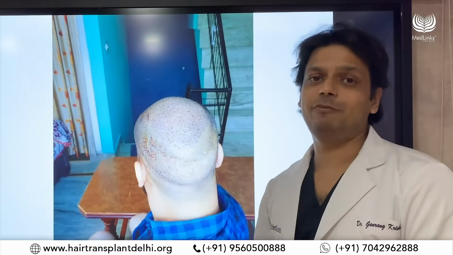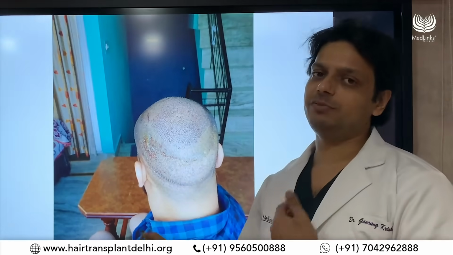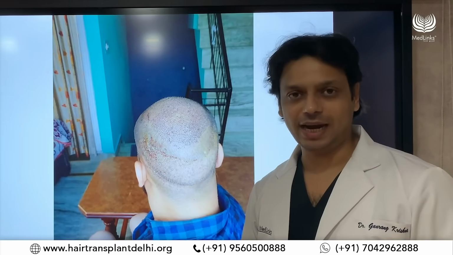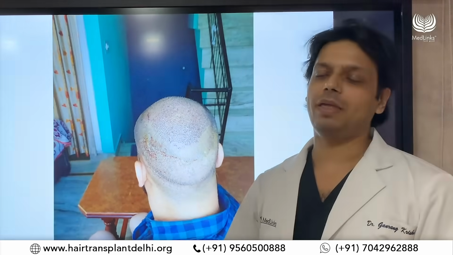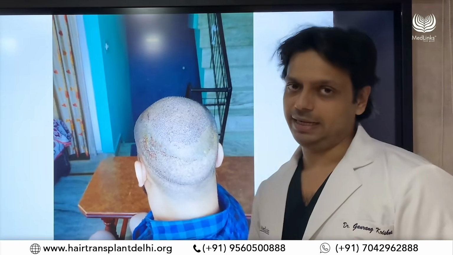These are the pictures that have been sent to us by the patient because the patient was out of Delhi and can't come to us every third day. So we keep in touch with the patients through WhatsApp, Skype, email, text chats, and we want to keep track of how the patients are behaving, and if anything goes wrong, we can tackle that at the right time.